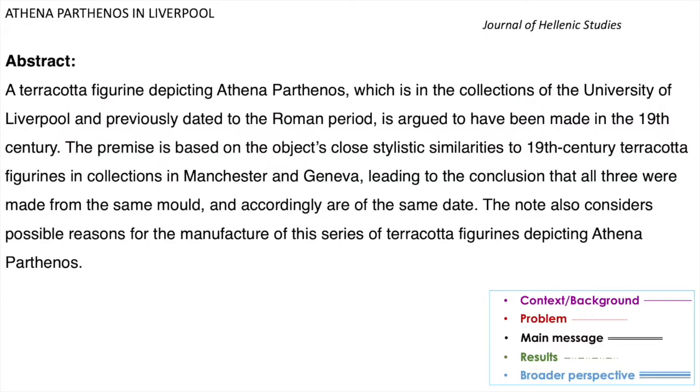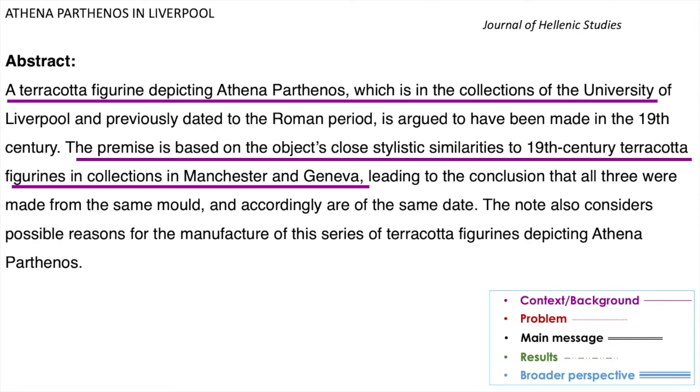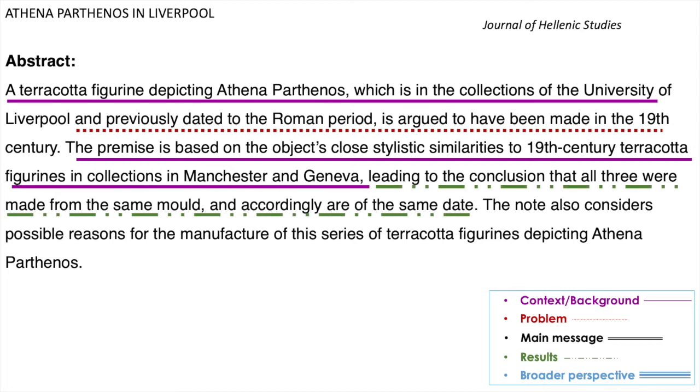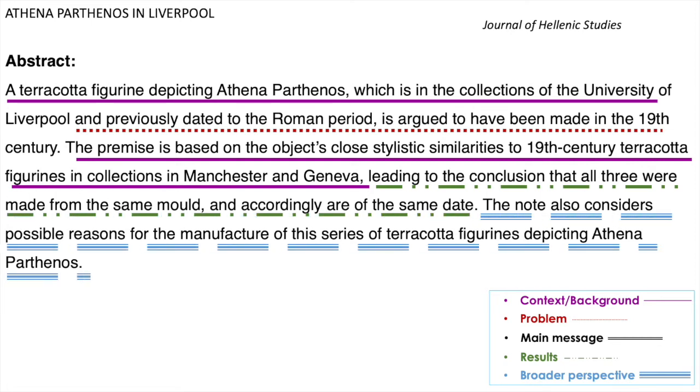And lastly, looking at the Athena, Parthenos and Liverpool abstract, we can see that this is a very concise abstract. However, it does contain the key features we expect to see in an abstract. They tell us quite a lot actually about the background and the context, about the terracotta figurine and why they were looking at this and the relationship to other similar figurines.